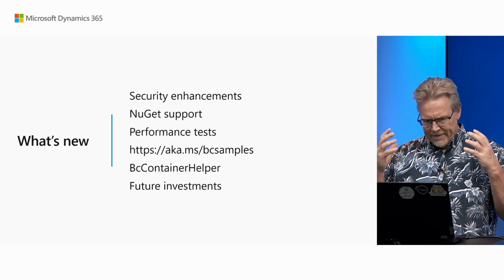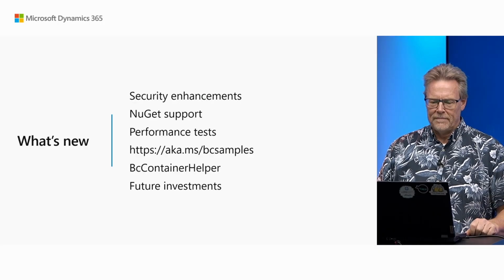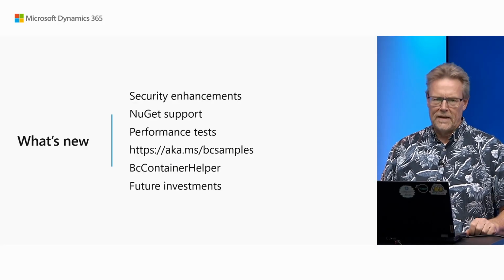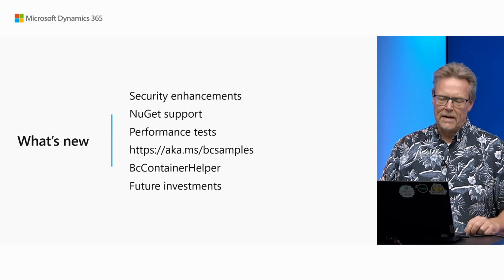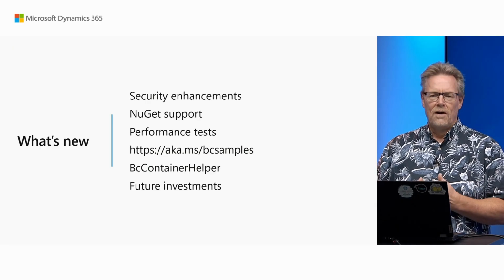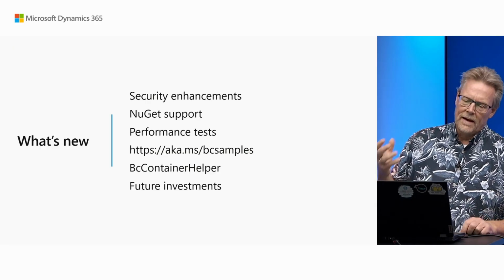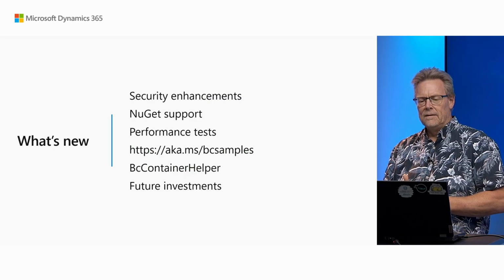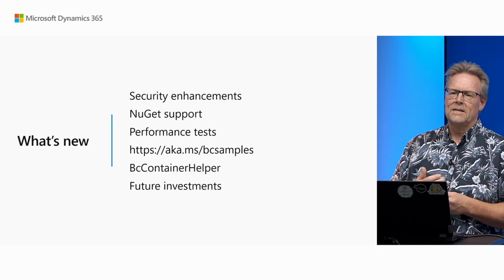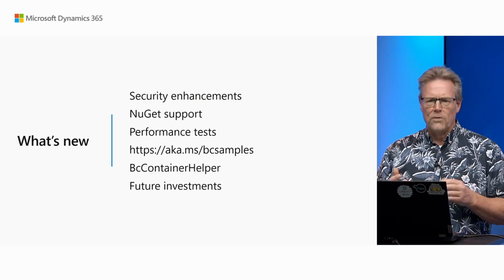So let's have a look at what's new. I'm going to talk about security enhancement. Security is important. If not the most important thing, then it's up there. I mean, if it's not secure, what's the purpose, right? I'm going to talk about NuGet support in ALGO for GitHub. Performance tests has been in preview for some time. I'm going to talk about samples, BC Container Helper, and a little bit about future investments that we're working on and what we're going to add to that one.